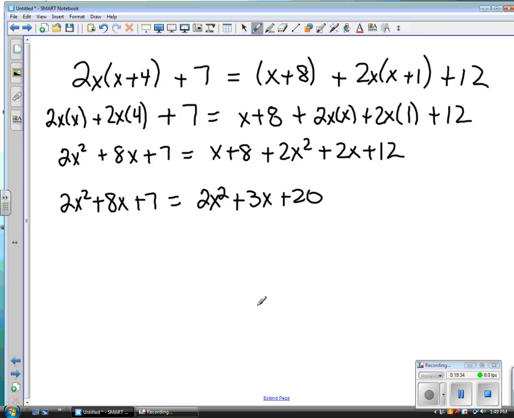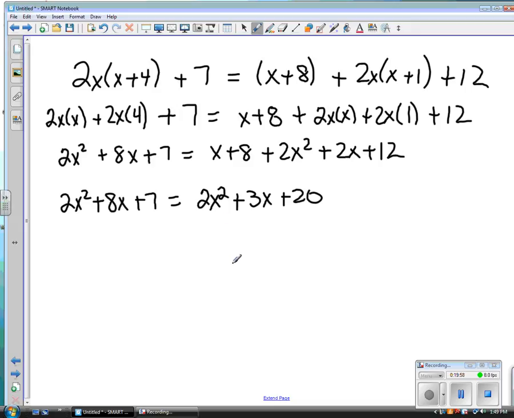Which ones did I add that were not the same? Okay, but what's the variable? X, and so I can add them. I'm only adding the coefficients. So there was a 1 here. So 1x plus 2x gives me a total of 3x. Same thing with 8 and 12. They're just constants, so I'm able to add those.